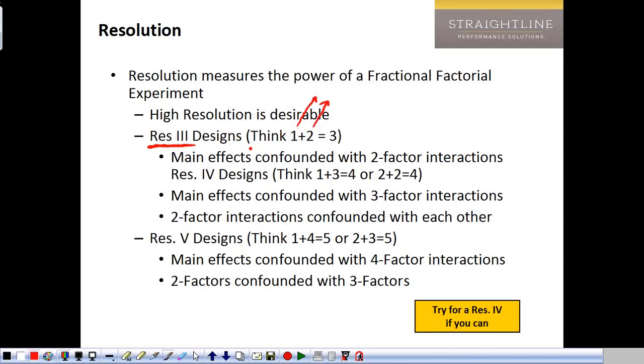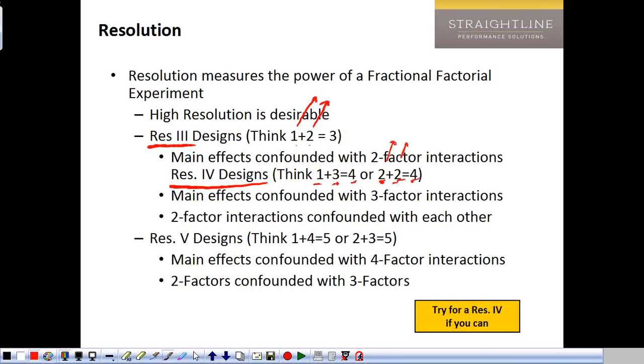Res 3s can handle lots of factors, but they can't tell the difference between main effects and two-factor interactions sometimes, so it can't be that great. Then there's a Res 4 design. And these are either 1 plus 3, think 1 plus 2 equals 3 for Res 3. For Res 4, 1 plus 3 is equal to 4, or 2 plus 2 is equal to 4. So the two-factor interactions are confounded with other two-factor interactions. Not so great, but this is pretty good.